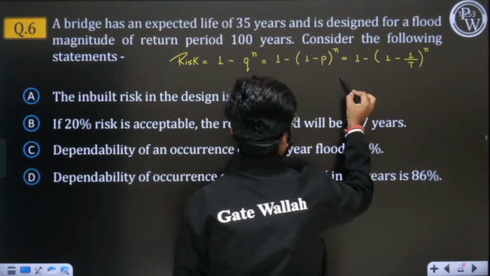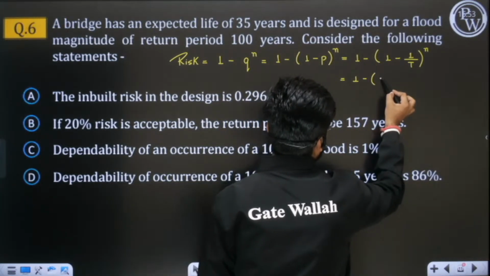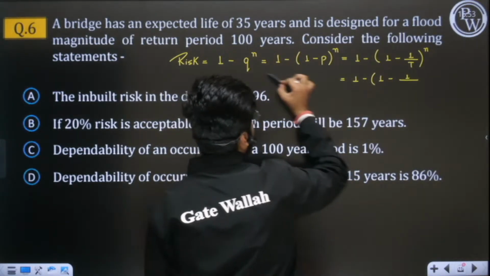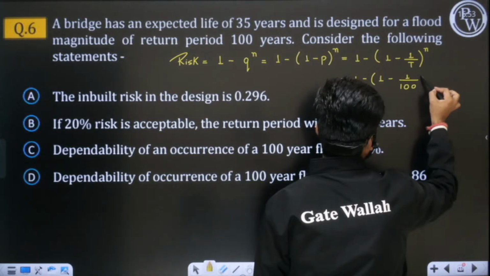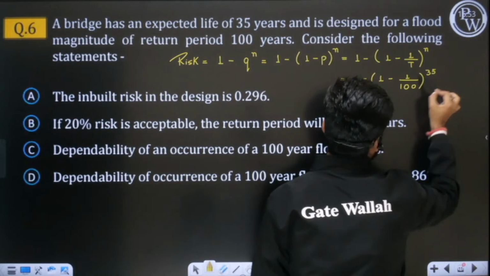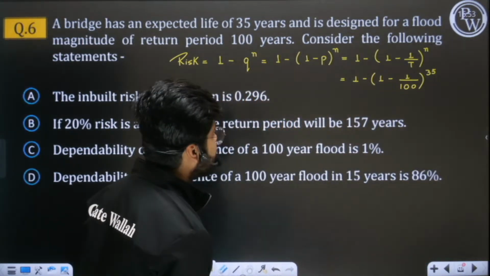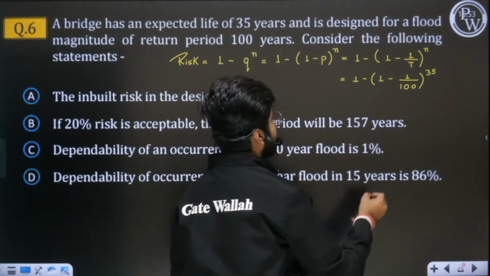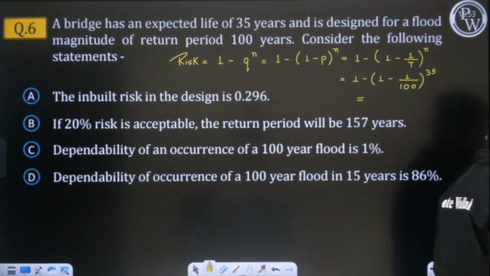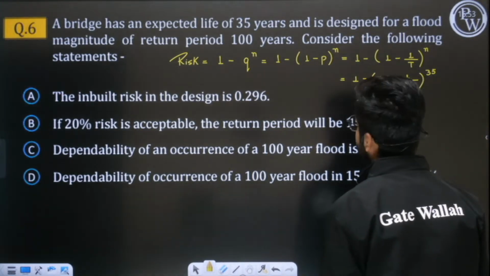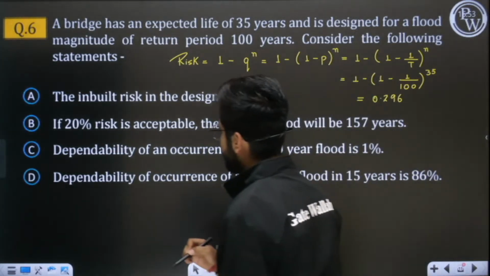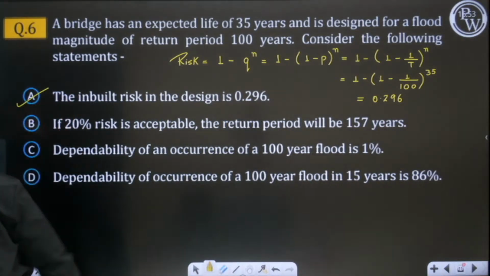So this you have to evaluate simply. 1 minus 1 by T, all to the power n. T is given as 100, the return period is 100 here, and the value of n is 35 years, the design life. Solve this, get the risk. How much risk are we getting here? 0.296. Yes, perfect. That means option A is correct here.